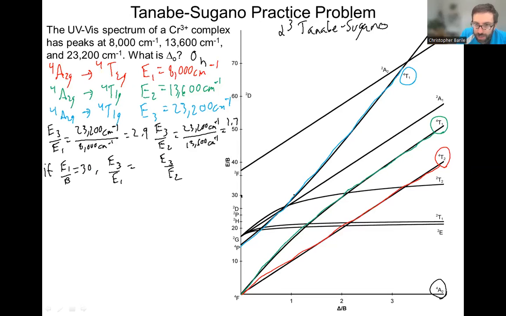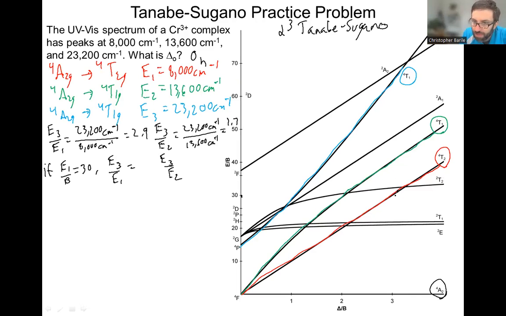So if I'm at 30 over B for my value, where does that mean for E1? That means I'm going to be right about here-ish. I just use a ruler, go over, and see where I intersect my red line, which is the energy of my first transition. Okay. So then what we're doing is looking at what our energy is going to be for E3 over E1.